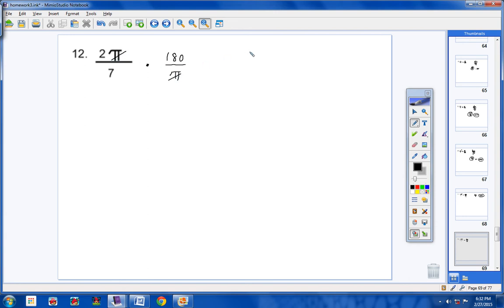Cancel. 2 times 180 is 360 over 7. Okay, I don't think that can be reduced. So that is your answer: 360 over 7 degrees, or if you want that as a decimal, 360 divided by 7 would be 51.43.